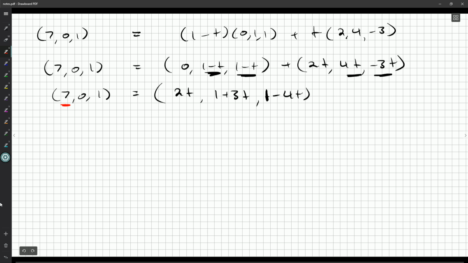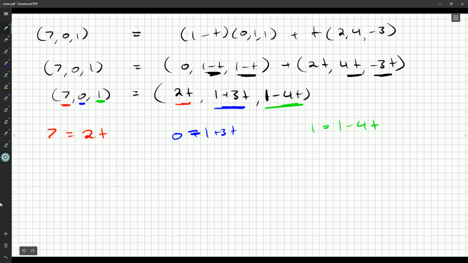So if we compare the first components, we'll need 7 to be 2 times t. We'll need 0 to be 1 plus 3t. And finally, the third components will also need to be equal. We'll need 1 to be 1 minus 4t. So now we just try and solve for the values of t in each of these equations.